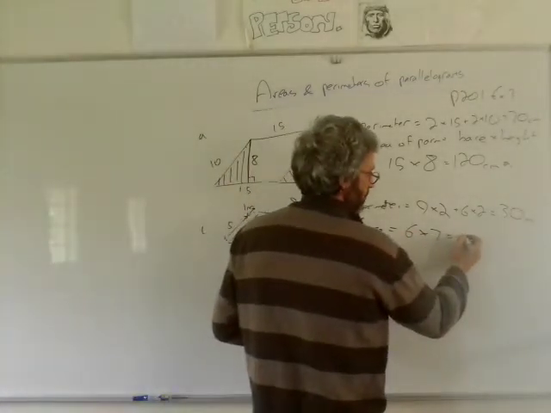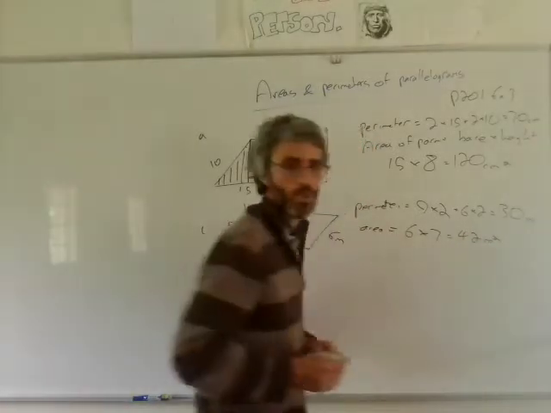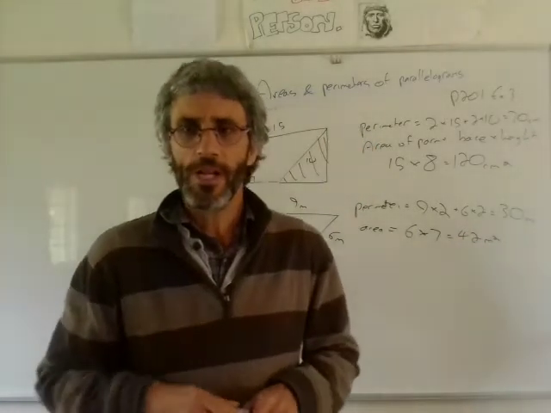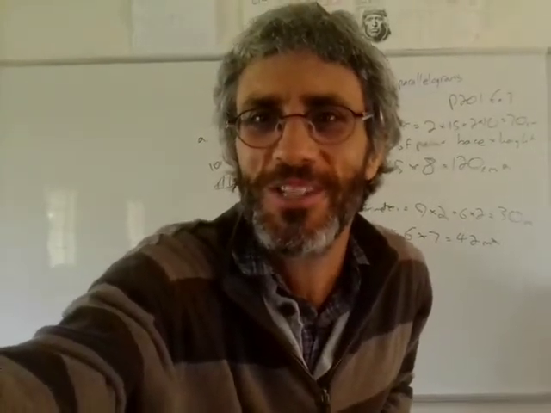6 times 7 is 42, and the answer will be in meters squared. Okay, let's pause again and I'll do one more properly complicated question.